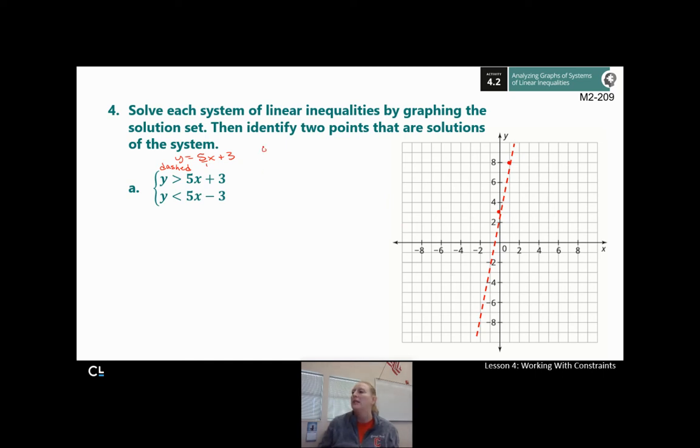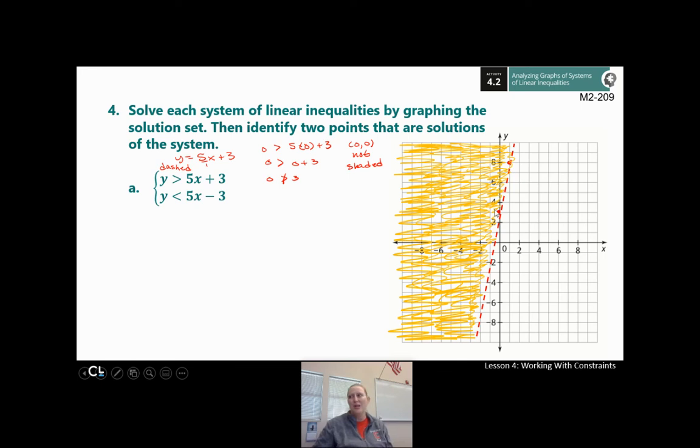So I'm going to plug in a 0. So 0 is greater than or equal to 5 times 0 plus 3. So that's 0. 5 times 0 is 0. 0 plus 3 is 3. Hey, 0 is not greater than 3, so 0, 0 is not shaded. Boo. That's fine. We still get to shade. We're just going to shade the other half. So instead of shading this side, I'm going to shade that side. So pretty, my horizontal shading.